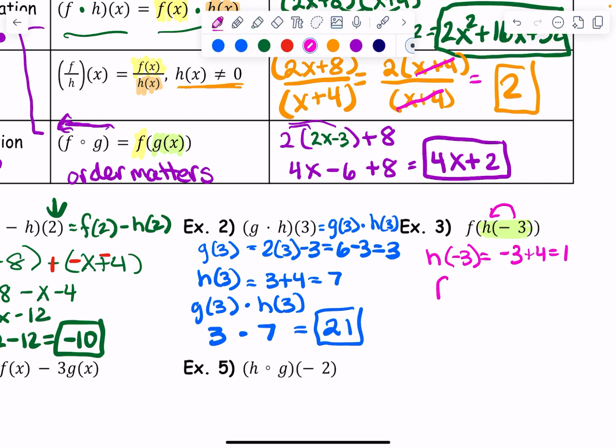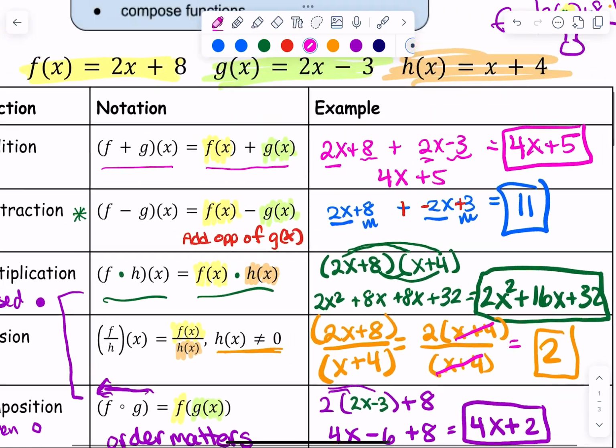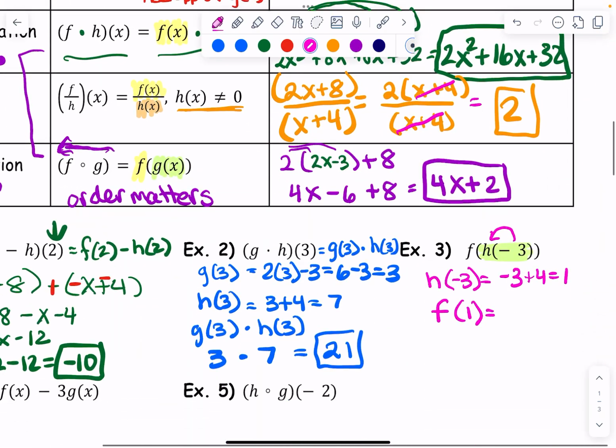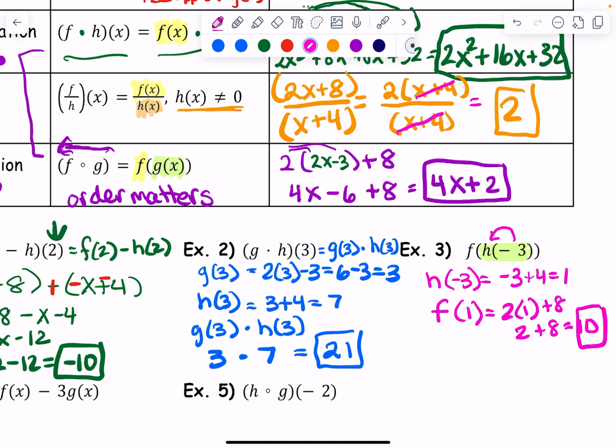So now I have f of 1. And now I'm going to go to the f function, which is 2x plus 8. And I'm going to go 2 times 1 plus 8. So this is 2 plus 8, which is 10. So first we took the negative 3 and put it into the h, had the output come out of 1, and then we put that output into f.